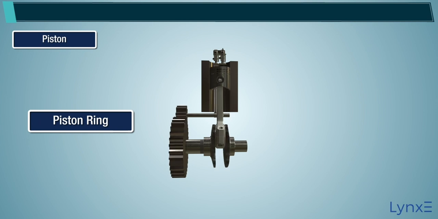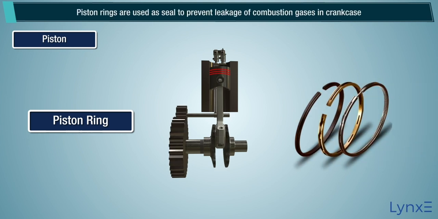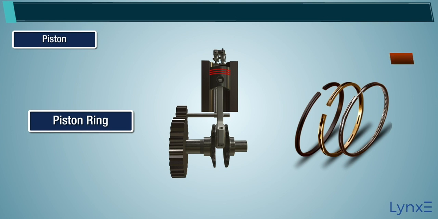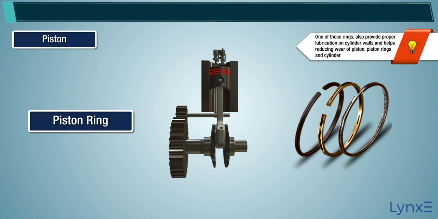Piston rings. A piston consists of slots to accommodate piston rings. Piston rings are used as seal to prevent leakage of combustion gases in crankcase. Note, one of these rings also provide proper lubrication on cylinder walls and helps reducing wear of piston rings and cylinder.